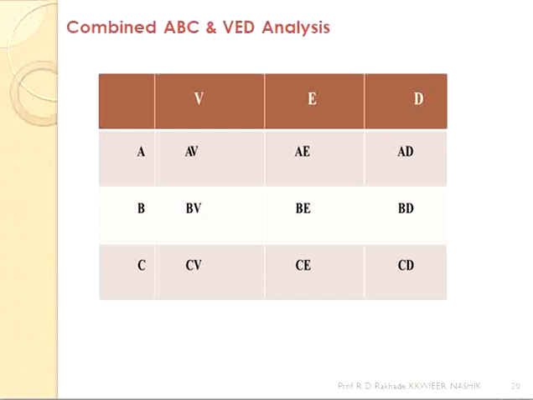So this is the best combination of ABC and VED: A like V, then B, E and C, D. If you consider money as well as function, AV represents high value, high functional importance; then high value, medium functional; high value, low functional. Likewise, BV, BE, BD, CV, CE and CD. CD is inventory having low money and low function.